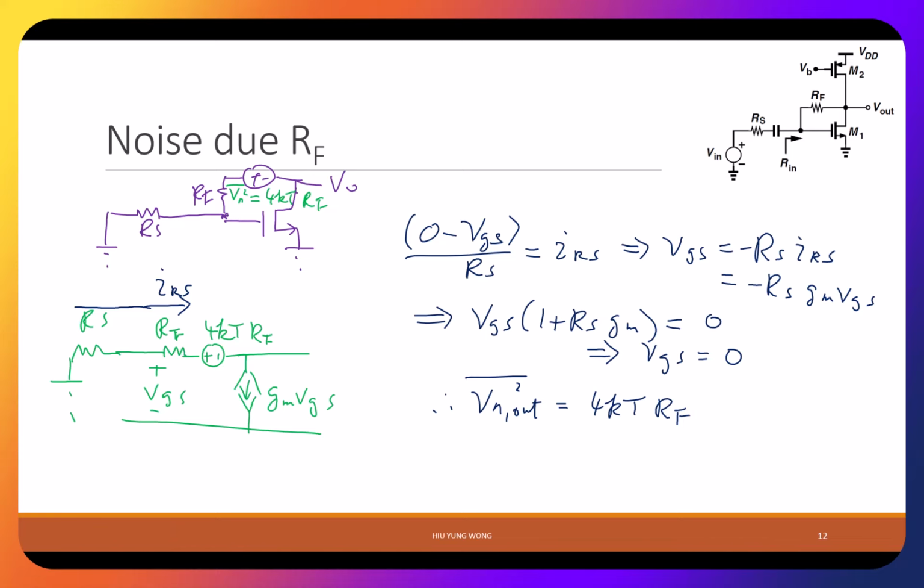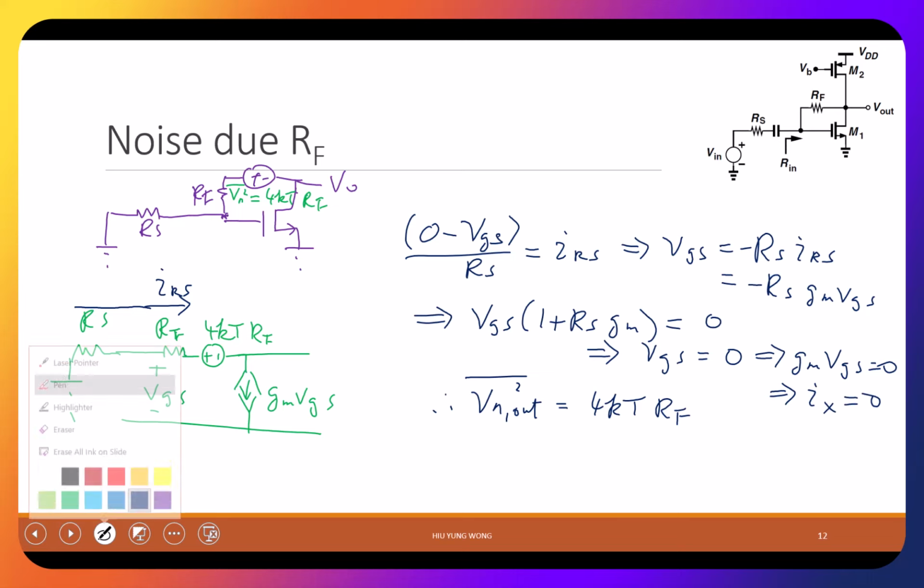I mean, when VGS equals 0, I forgot to say, it also means what? GM VGS equal to 0 means all the current equals 0, right? Basically, this is 0, then this one is 0, right? So no current, so no potential drop. Then I only have a voltage connected to the ground, and that's why the output is just equal to 4kT RF.